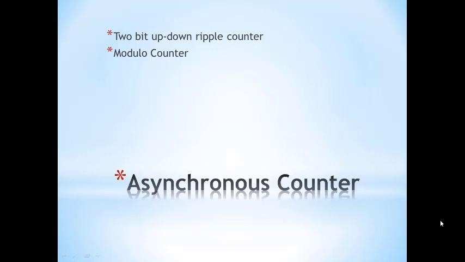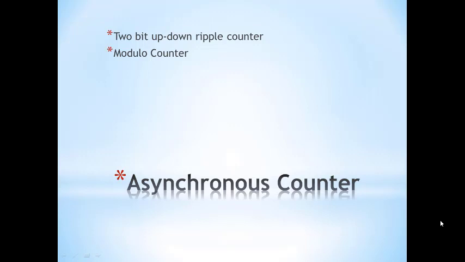Hello everyone. In this class I am going to discuss the 2-bit up-down ripple counter and the modulo counter. In the last class we discussed the up counter and the down counter separately for the asynchronous counter, and we know that an asynchronous counter is otherwise called a ripple counter. So here also I am going to discuss the 2-bit up-down counter.